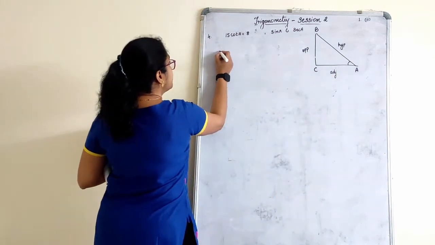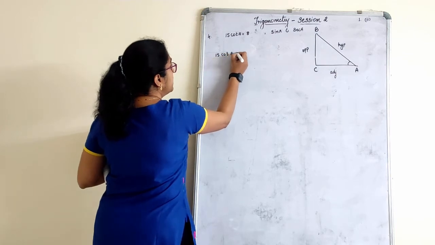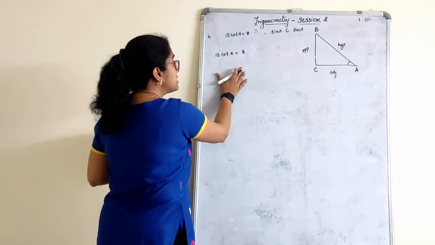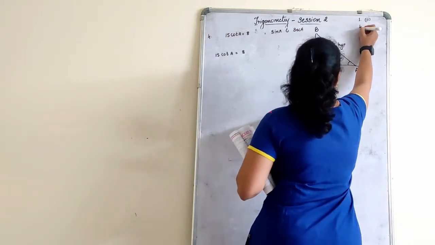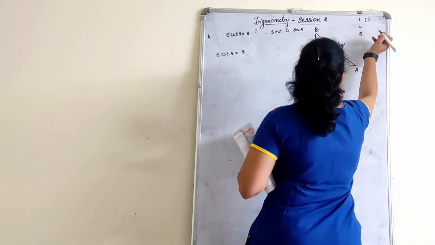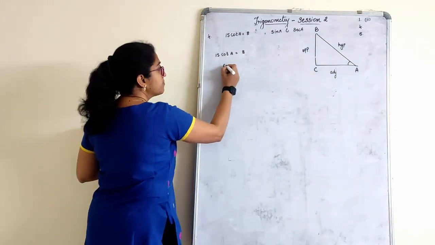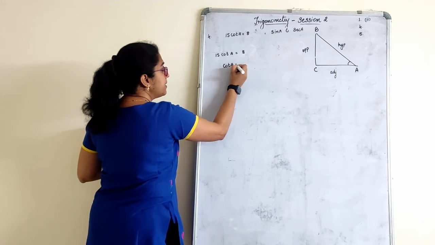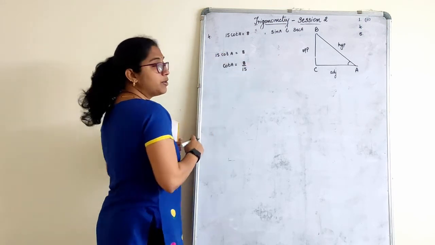Okay? Right. This is going to be homework, children, but I'm just showing the few starting steps of what to do here. The fourth one is homework. The fifth one is homework as well. 15 cot A is equal to 8. Cot A can be written as 8 by 15. This 15 I brought down.